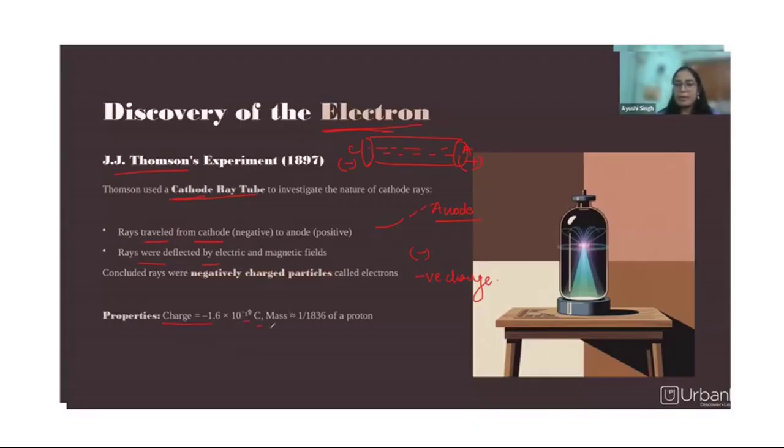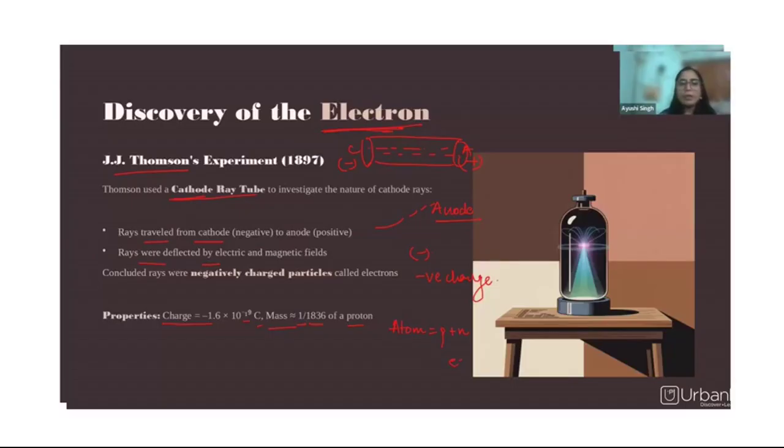And the mass of an electron would be around 1 by 1836 times of a proton. So electrons are very, very tiny in size. And that is why we do not consider the weight or the mass of electrons. When we are looking at the mass of an atom, we only talk about proton and neutron, right? We do not discuss electron because the mass is almost negligible or very, very small.